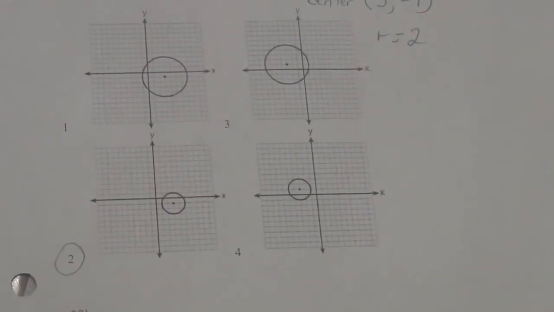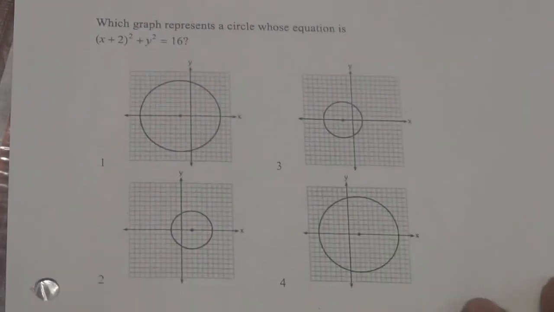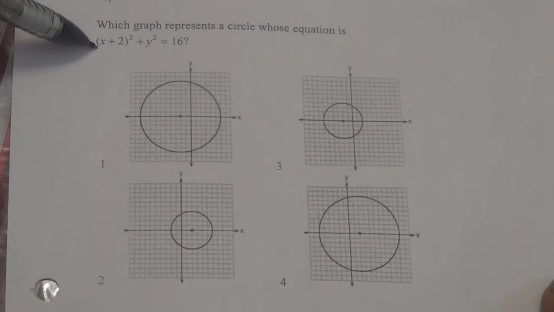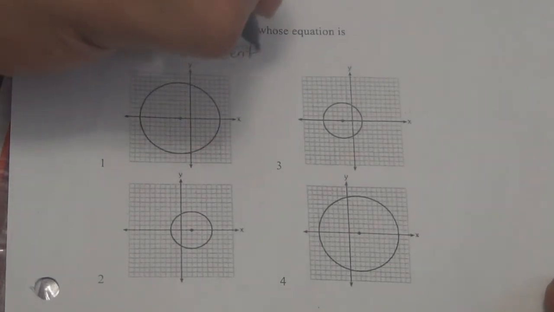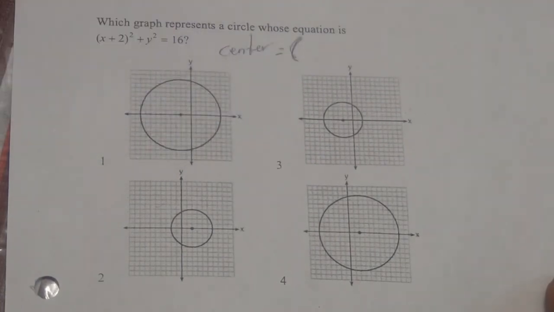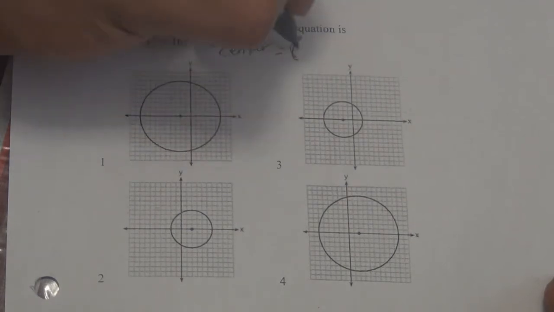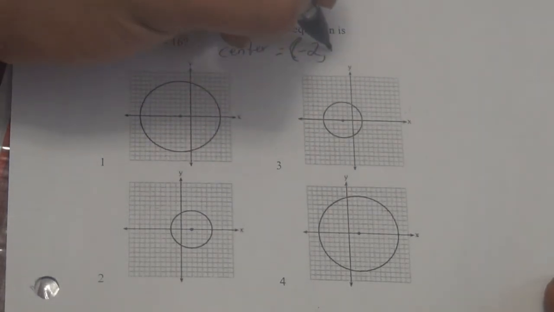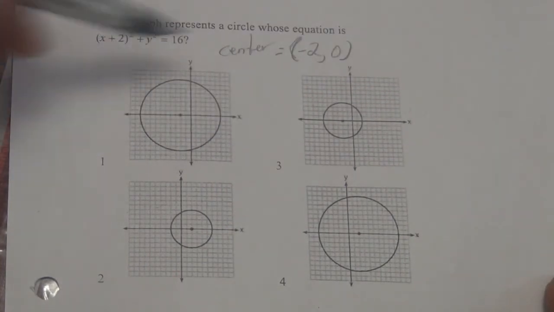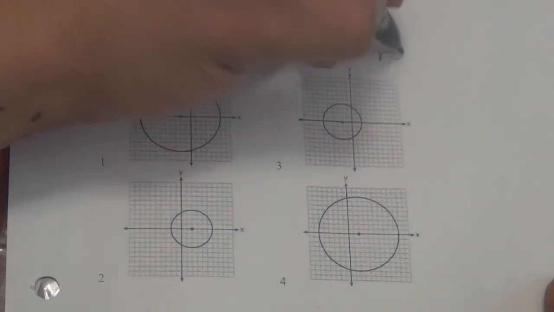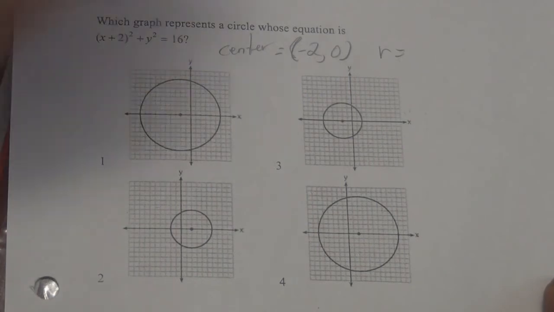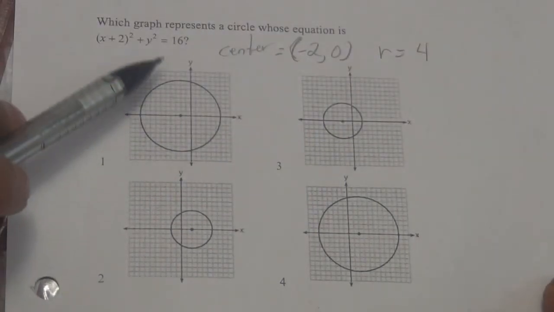And last but not least, we got this one. This is the equation. They want you to identify which circle has this equation. So let's do it. What is the center? Now, why did I put 0 here? Because the y is not being added anything. What is the radius? Four. Square root of 16 is 4.